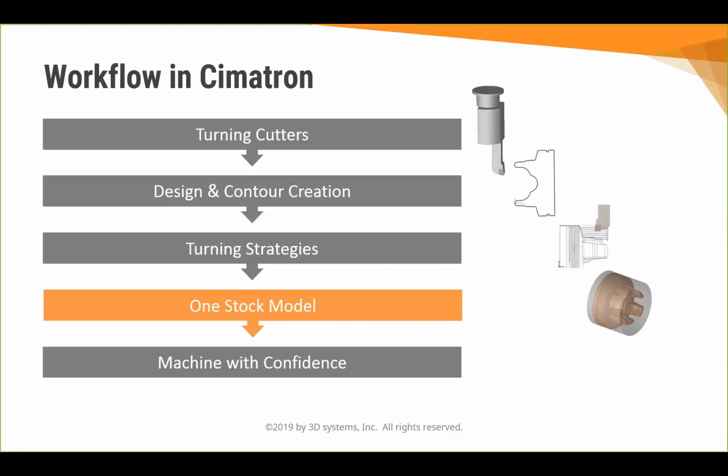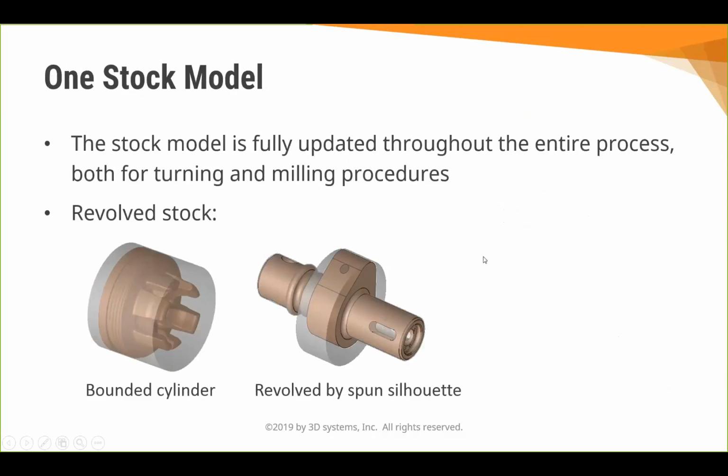We use one stock model for the entire process, which is fully updated both for turning and milling procedures altogether. We have a new way to define the stock using a revolved body. Here you can see a bounding cylinder and a revolve using the span silhouette of the body. So it is also possible to define stock in this way.